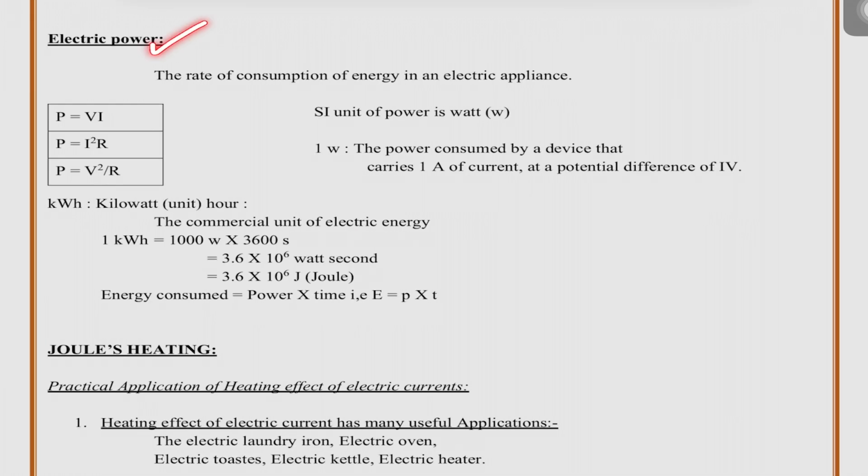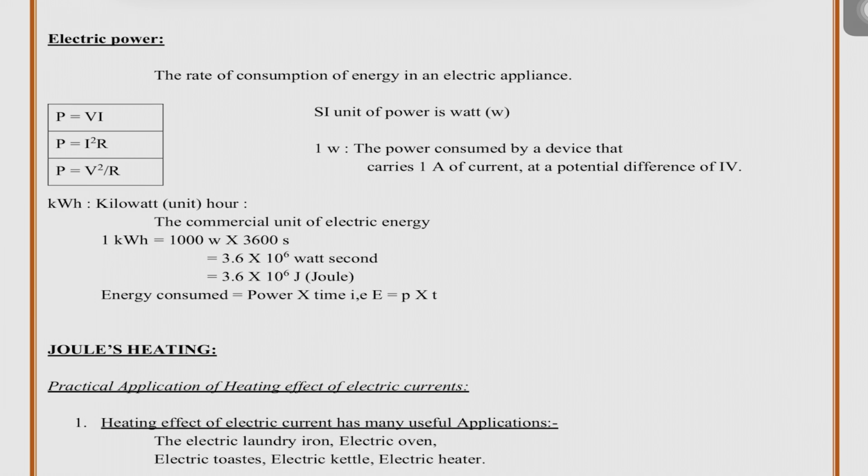Electric power. Numericals can be expected on this concept. These three formulas are very important. The rate of consumption of energy in an electrical appliance, we call it electric power. The SI unit of electric power is watt. 1 watt is the power consumed by a device that carries 1 ampere of current at a potential difference of 1 volt. So, which is the formula which gives us this definition?